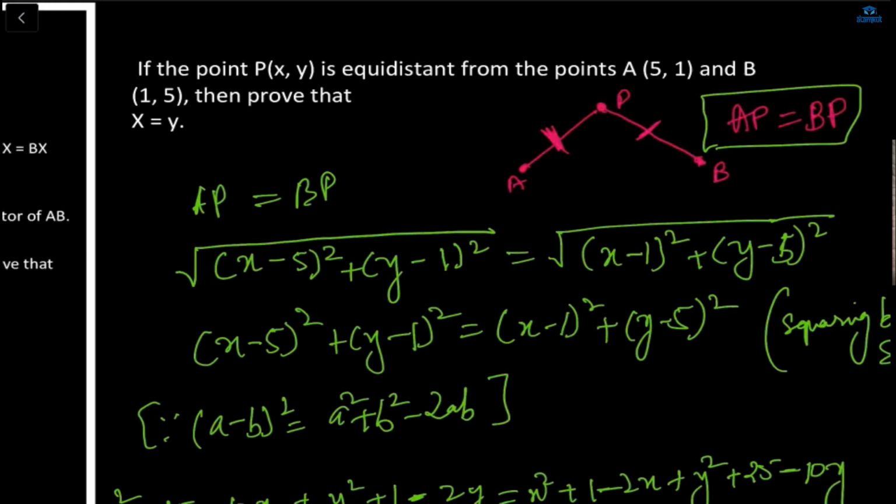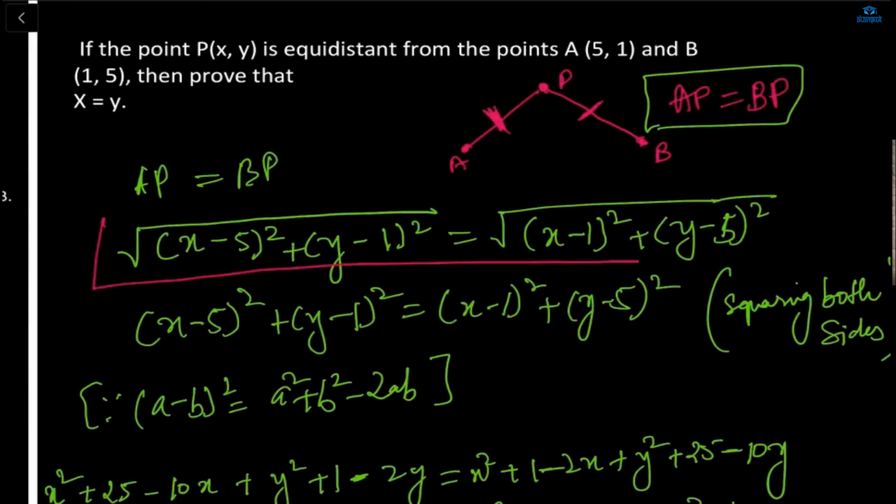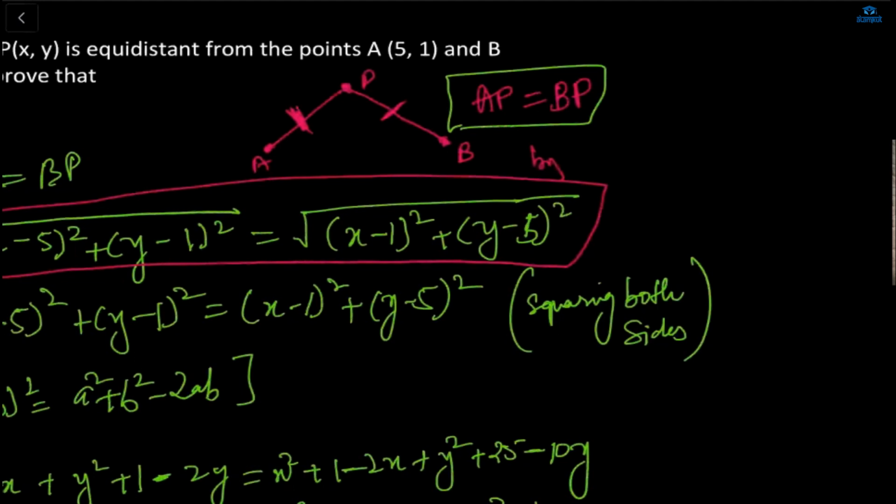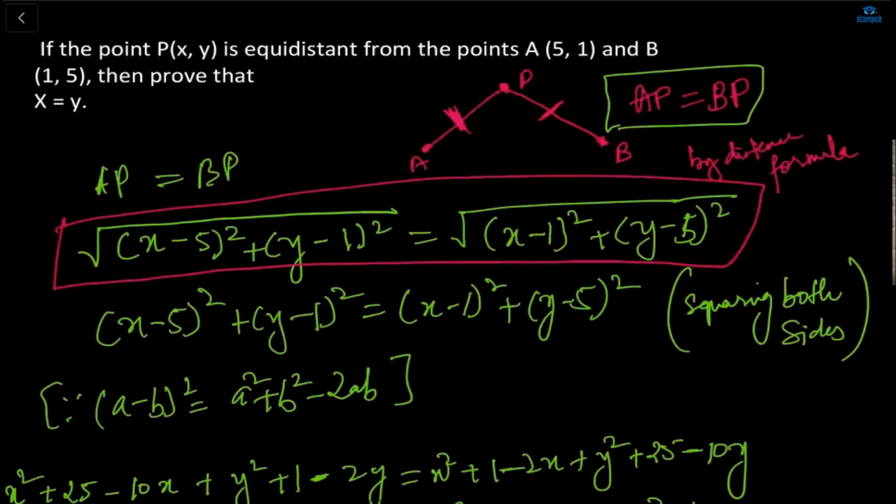Okay, that is, you are going to apply the distance formula for AP separately and BP separately, and then you are going to equate. So you can see the first step here that I have done. I have applied the formula. I have not actually written it. By the distance formula we have got this.